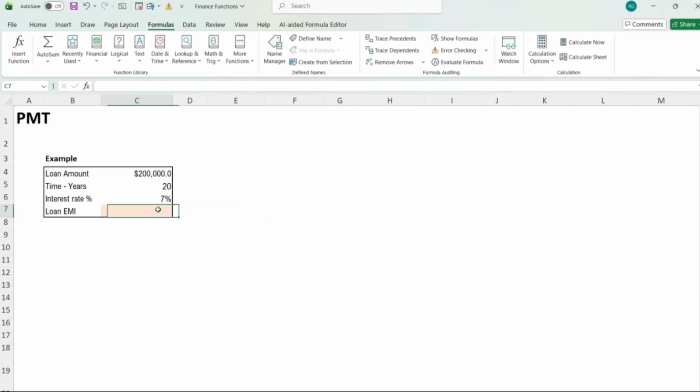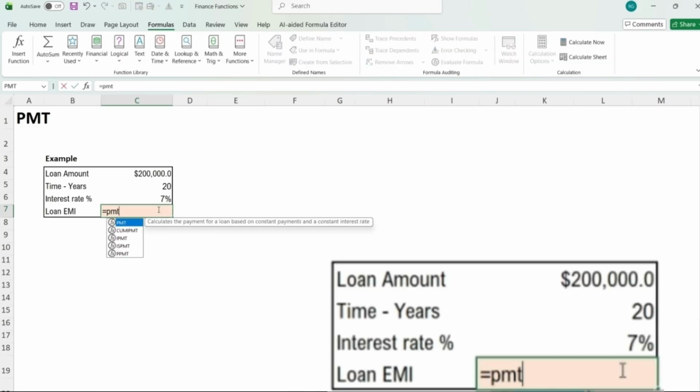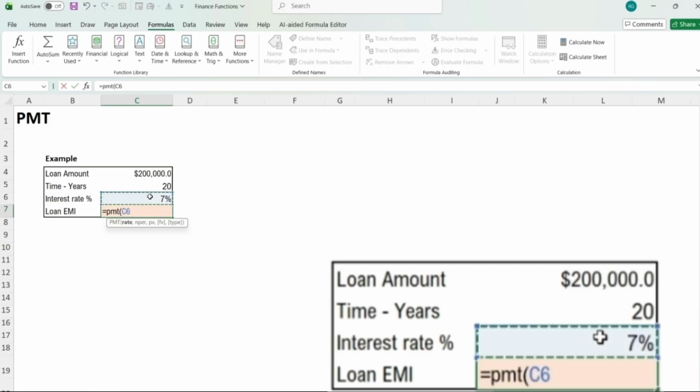Now, to use the PMT function, we will type =PMT, bracket open. The first input is the rate. These installments will be paid every month, so we'll select the rate and divide it by 12, which is the monthly interest rate. The second input is NPER, which is the total number of EMIs.